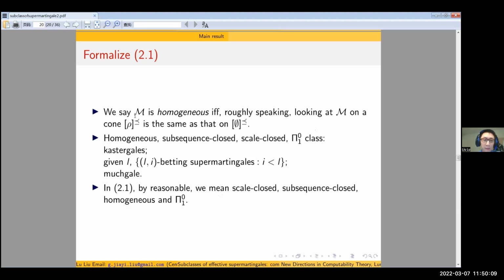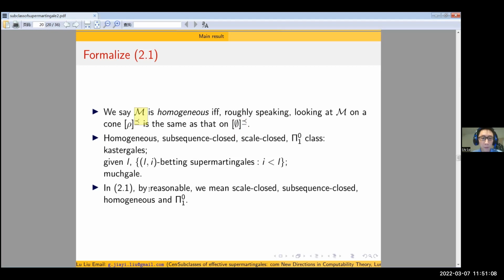And the last property is called homogeneous. Roughly speaking, this means if you look at this big M on a cone, then it is the same as this big M itself. So what does it mean? If you have a member in M, and now you restrict this member on this cone, because this cone is isomorphic to 2 to the less than omega, you can see the restriction as a function on this by pulling it back using some isomorphism. So by restricting it on this cone, you obtain a supermartingale sequence defined on this space. And it turns out the sequence you obtain is also a member of this big M. So that's what we mean by homogeneous.